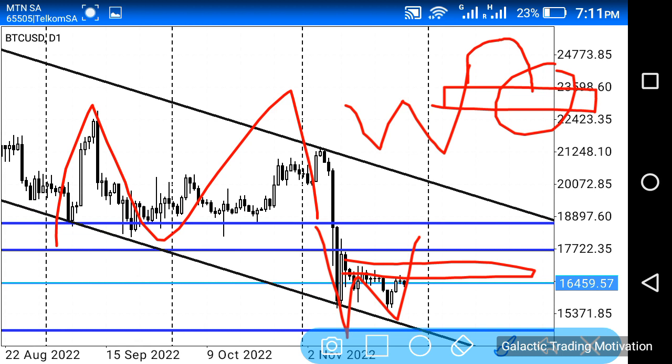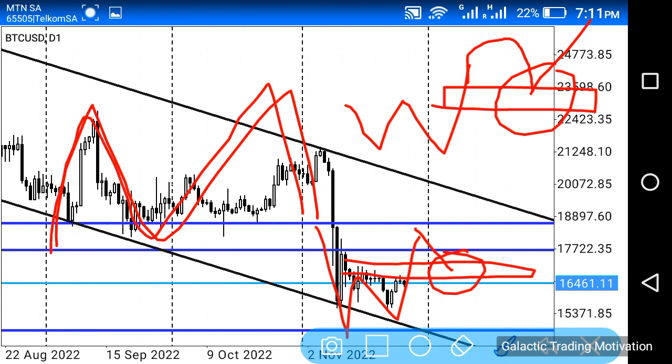So similarly, we expect price to head to this point to test it, and we might potentially look for buying opportunities at this point. However, it is still very much risky, and that is because we have this M structure, as I said, which also has a neckline at that point.